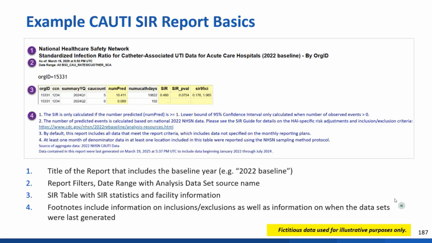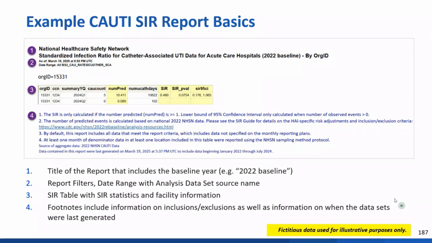Next, you'll find a section showing the report filters and date range. This summarizes what criteria were selected when the report was generated. So anything from your modification page, such as the location, time period, or any of those filtering options. And it also will include that ADS name in there with that prefix of BS3, indicating that it's from the 2022 baseline.